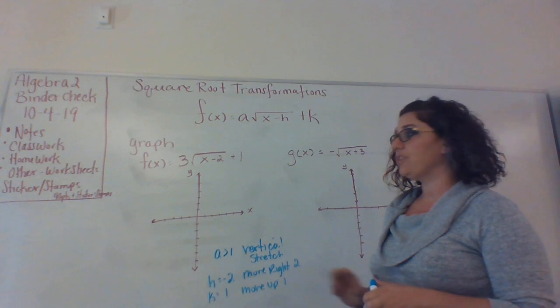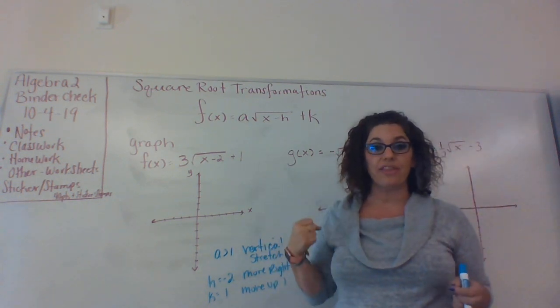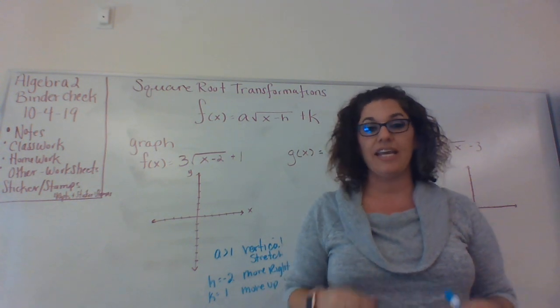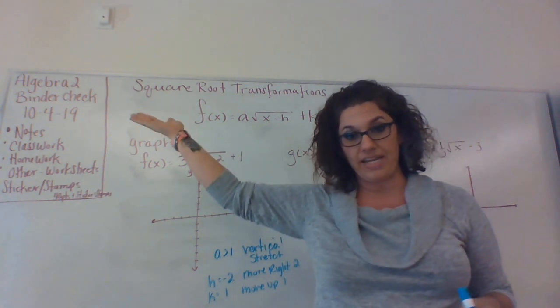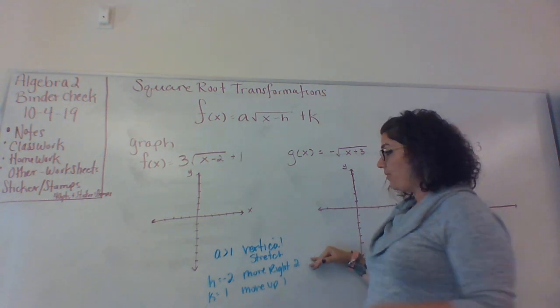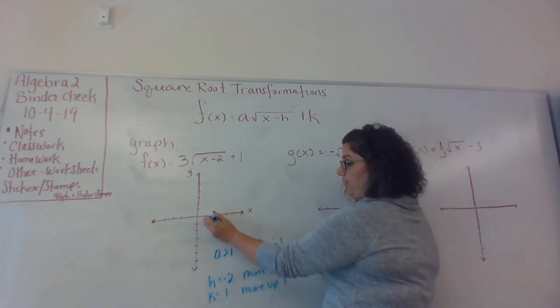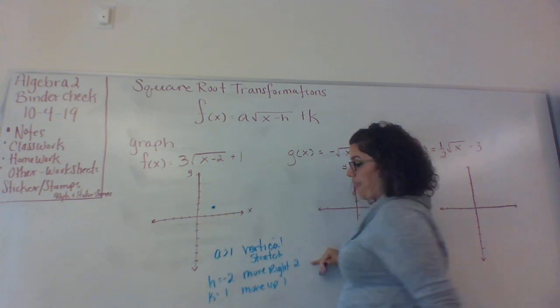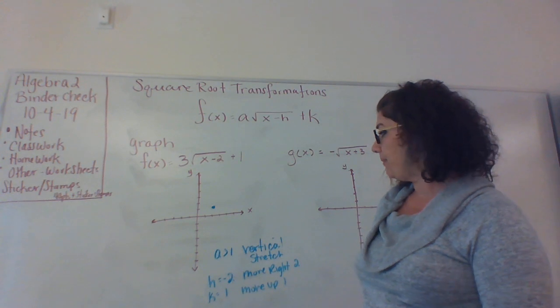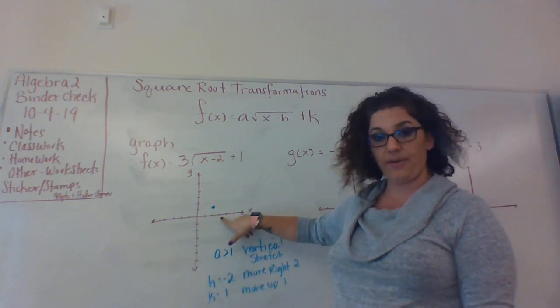Now, in the last video, you saw that the little starting point was at the origin. I still want to hold that, that's what the parent function looks like. It starts at the origin and then it heads right. So in this case, I should have been at the origin, but now I moved right 2 and up 1. Now what I have to figure out is what that vertical stretch does. So let's just play with a number. I'm going to try 3, okay?